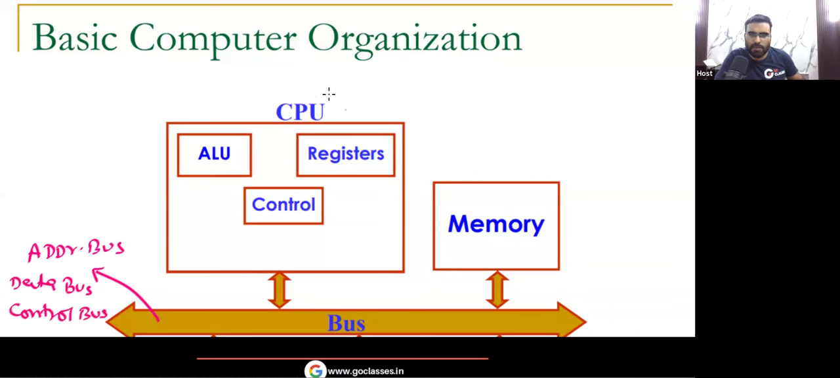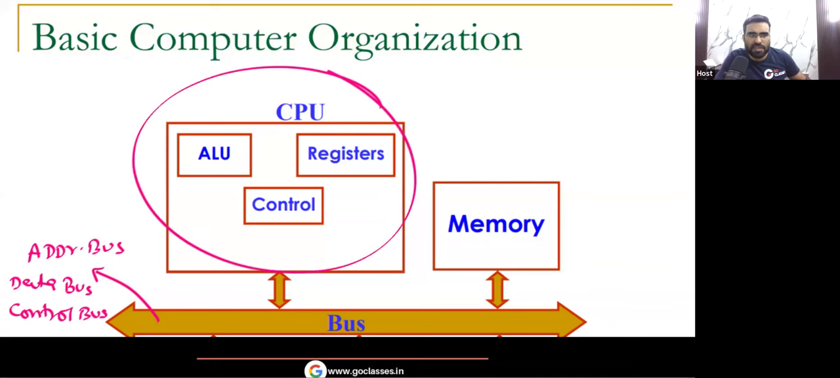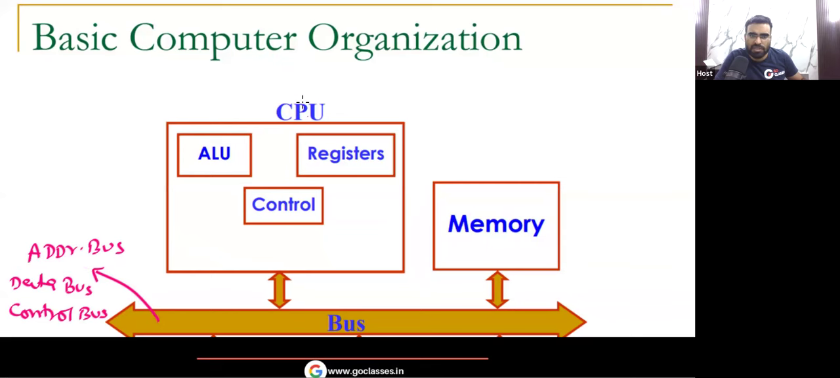Now, how will the CPU interact with memory? Very simple. The CPU will generate the address of the memory cell. That address, the CPU will put on the address lines. For example, let's assume the CPU wants to read from memory. Then the CPU will put a read signal on the control line.